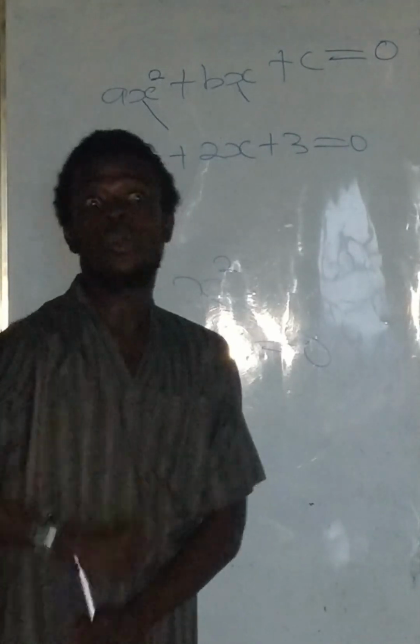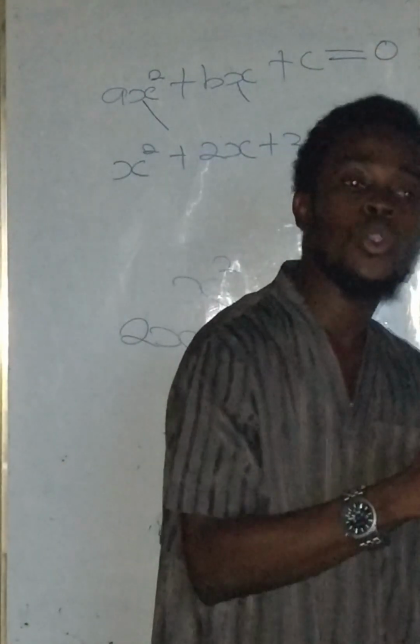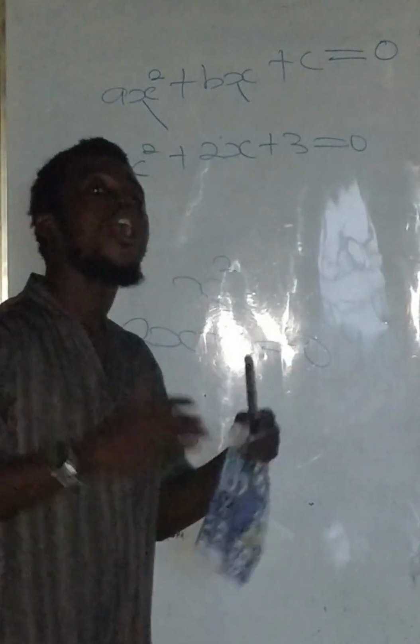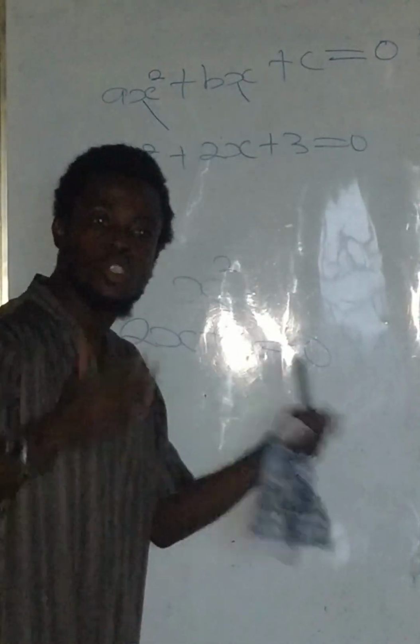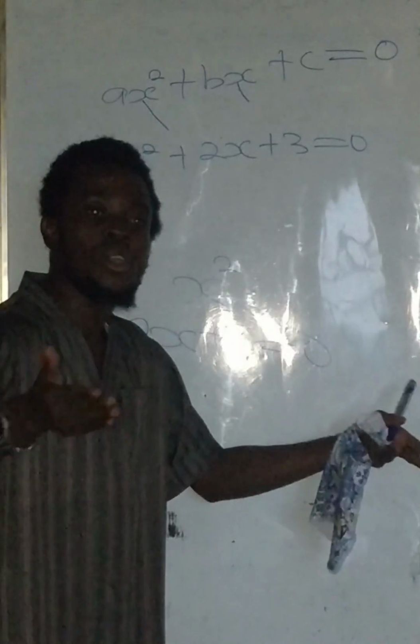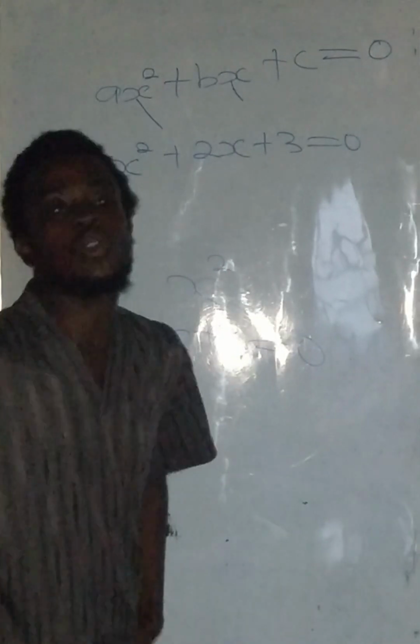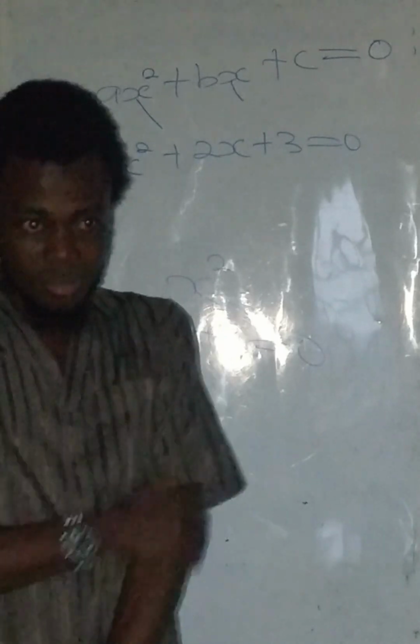Okay, sir? What do we do here? We have different ways by which you can solve a quadratic equation. One is the factorization method. Two, the completing the square method. We also have what we call the formula method, right? And next we have the graphical method. Okay?